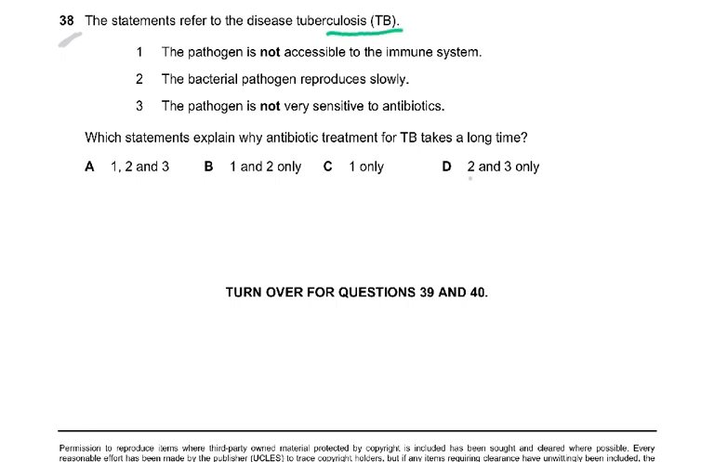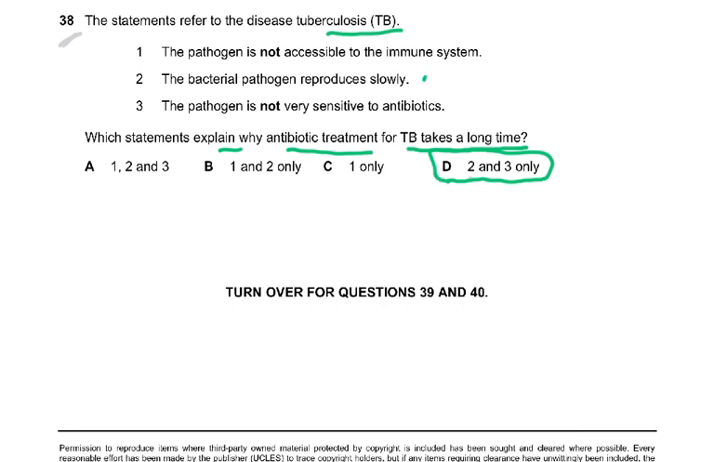Then coming to question number 38, the statement refers to the disease tuberculosis. The pathogen is not accessible to the immune system. The bacterial pathogen reproduces slowly. The pathogen is not very sensitive to antibiotics. Which statement explains why antibiotic treatment for TB takes such a long time? We have to take the medicine for 6 to 9 months. So 3 has to be there. The pathogen is not very sensitive to antibiotics. That's why you take it for such a long time. So the answer is D, 2 and 3.